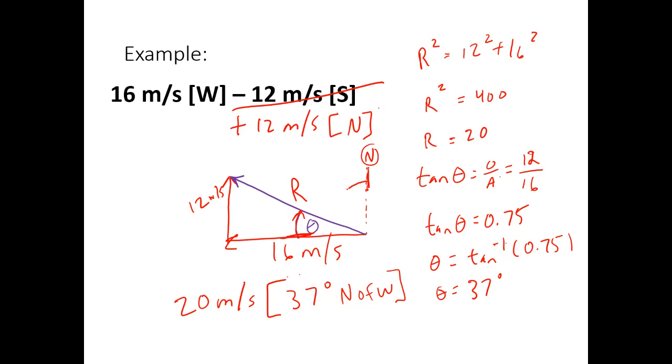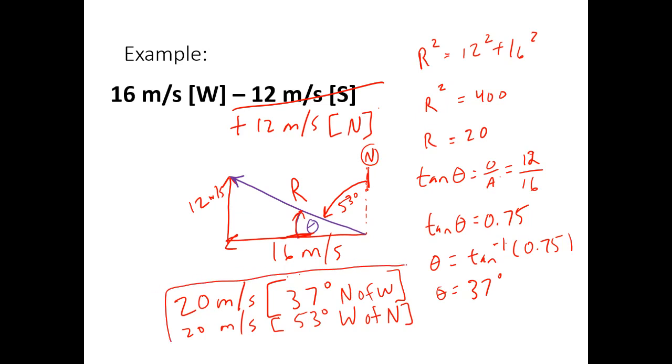If we use this angle coming down this way, that angle in our case would be 53 degrees. Another way that we could state this direction for our vector would be 20 meters per second, 53 degrees, in this case west of north. We start at north and we're going to the west of that. Either one of these directions are correct. Both of these answers are correct.